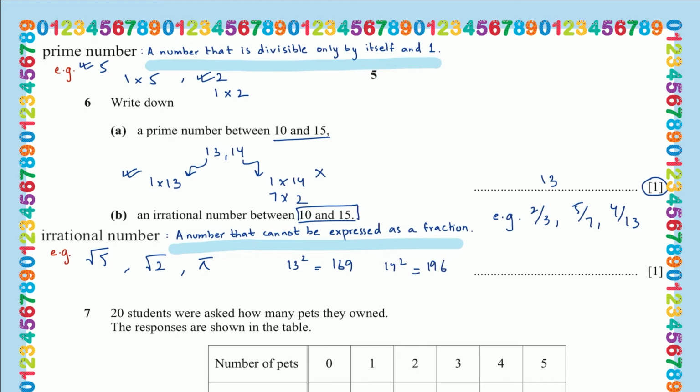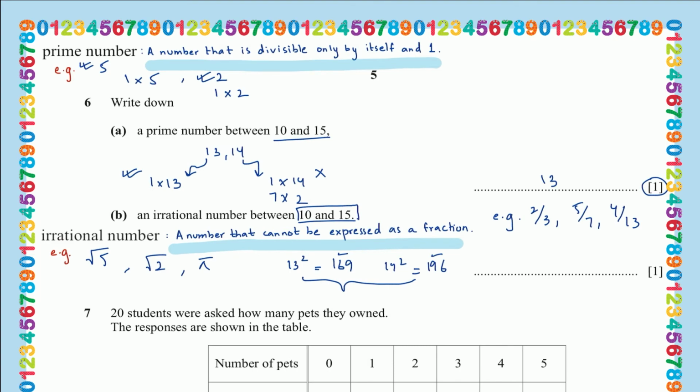Now since we have to find an irrational number, which means that it won't be a perfect square, how about we find a number that falls between these two numbers? So now let's pick a number that falls between 169 and 196. And then let's take a square root of that. That would eventually be an irrational number.